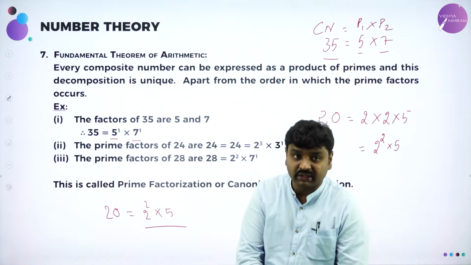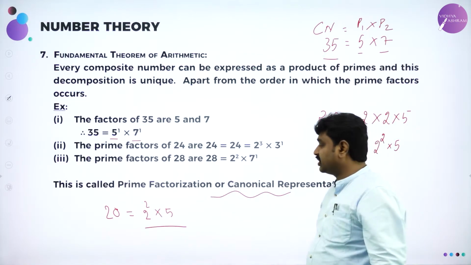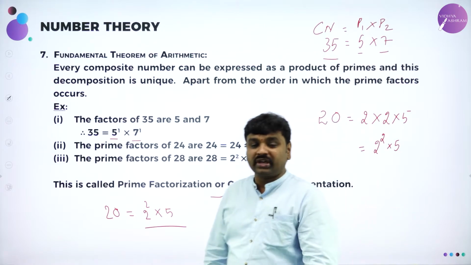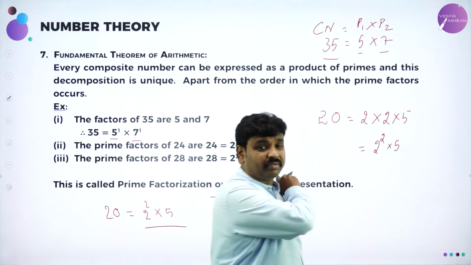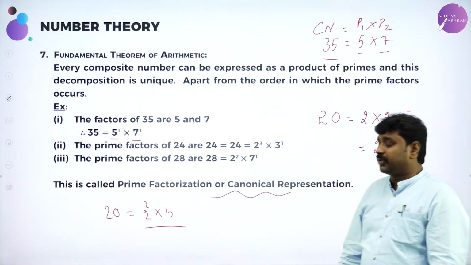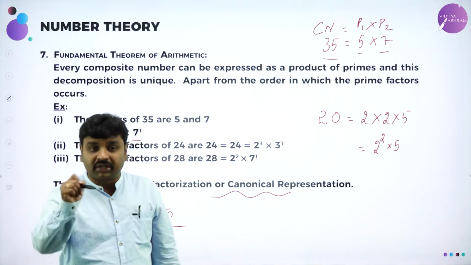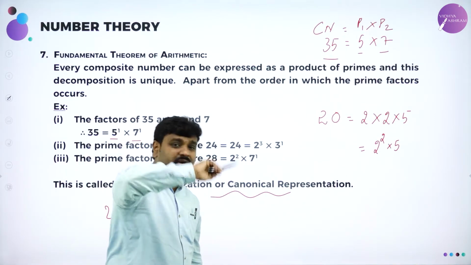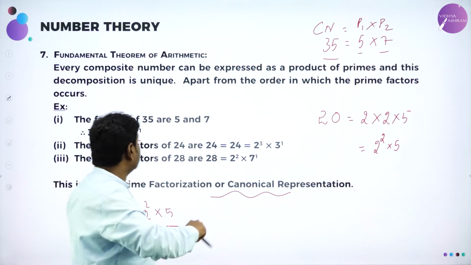Hope all of you got it. This is called prime factorization, or we call it canonical representation. Prime factorization or canonical representation, both are the same: writing a composite number as a product of prime numbers. Now if I ask you to write in canonical representation, what should you do? Write them as a product of prime numbers.